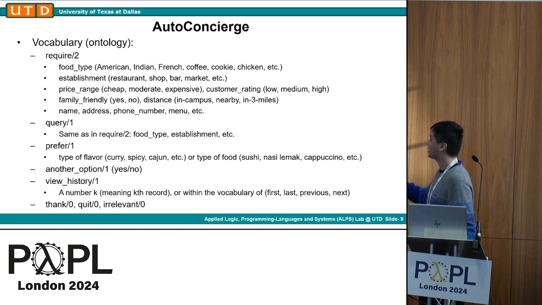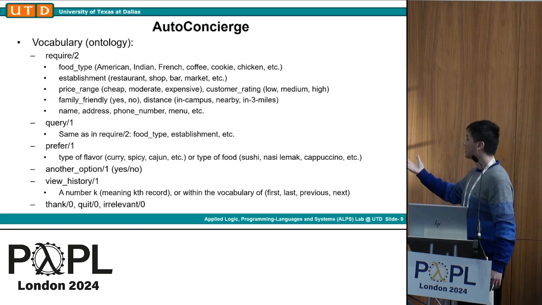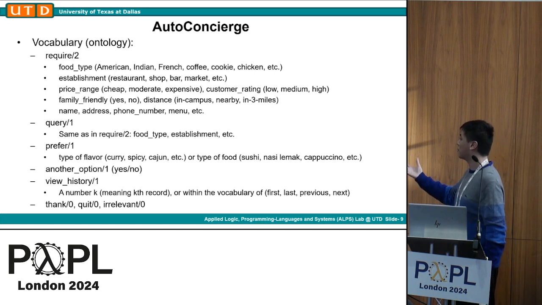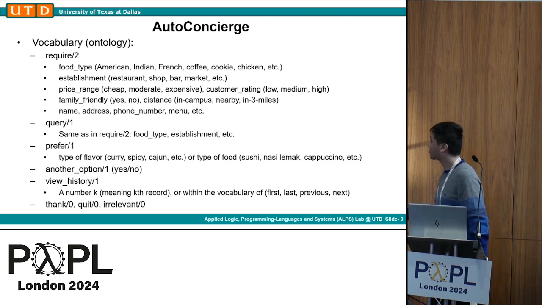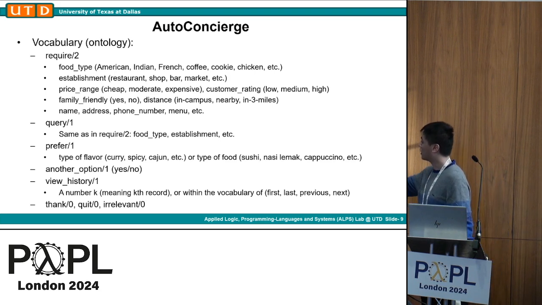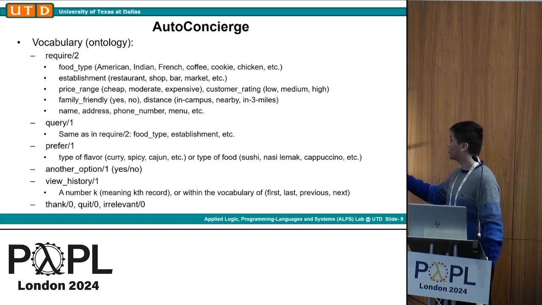It also tells whether it's family friendly or not, or its distance, because the database is nearby the campus, so it has also 3 levels. In campus, nearby means about a 10 minute walk, and also within 3 miles. And we also have other things, like the name, the address, the phone number, the menu, and so on.